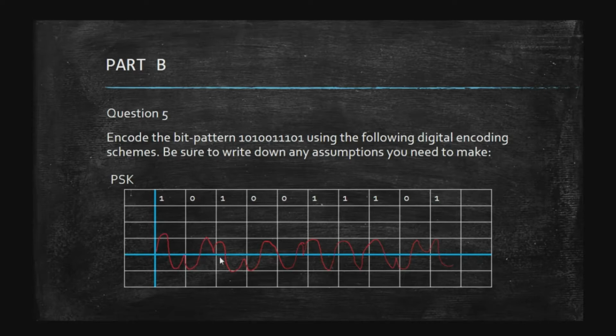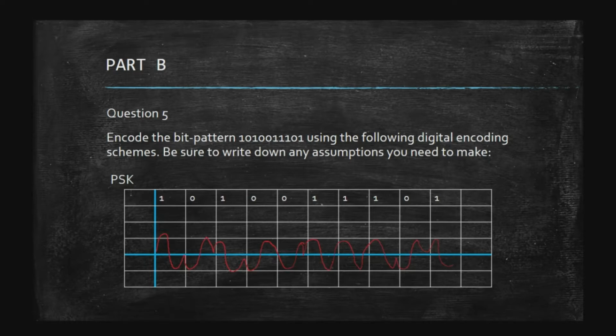And then 1 starts with number 1, 0 starts with 0, and then 0 again starts with 0 again, and then number 1 starts with 1, 1 again, and then 0, so it starts with 0, and then 1. So this one is for the PSK, phase shift keying.